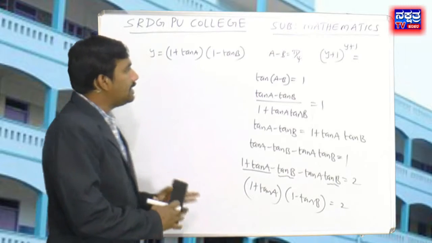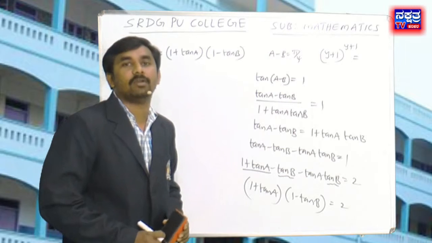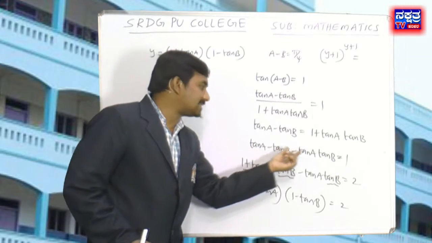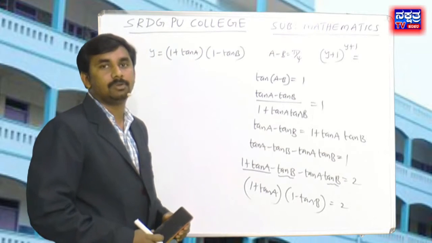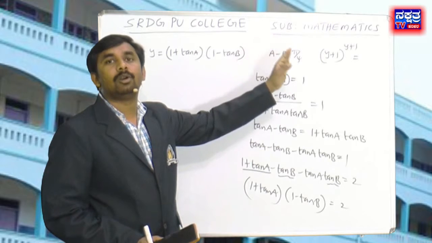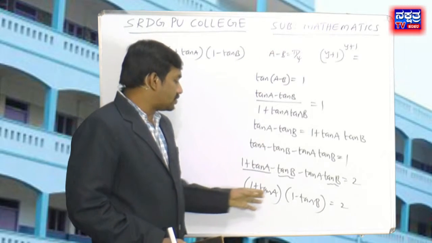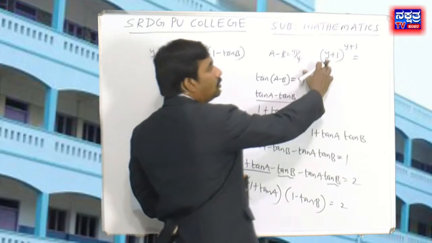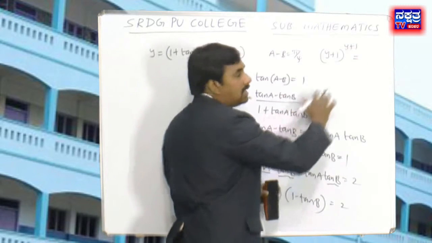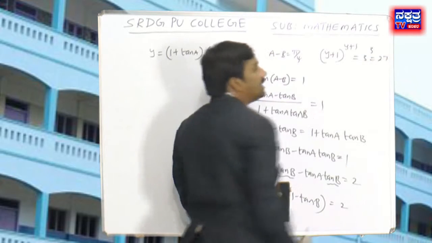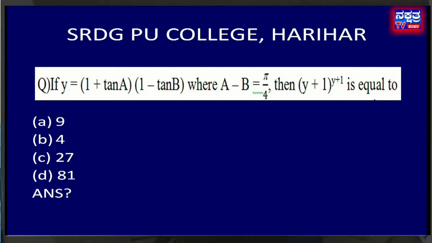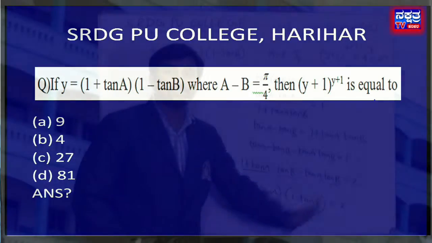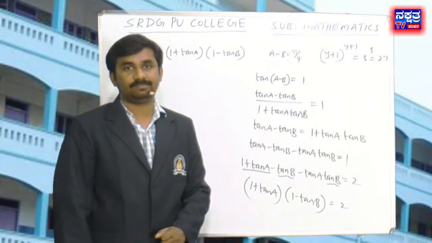So he can ask this in one more way, that is a plus b equal to 45. Then you will get tan a plus tan b plus tan a tan b equal to 1. That also is a possibility. Not only 45, they can give the question with 225 degrees also, but you will get the same answer. So now y value equal to 2. 2 plus 1 is 3, 3 power 3, so that equal to 27. The answer is 27. Remember, the same question they can ask with a minus b equal to 45 or 225, or a plus b equal to 45 or 225. Then the answer is 2 only. So what is the final answer? 27.